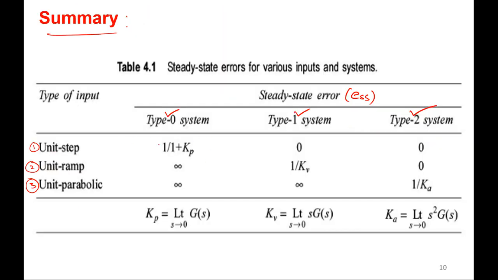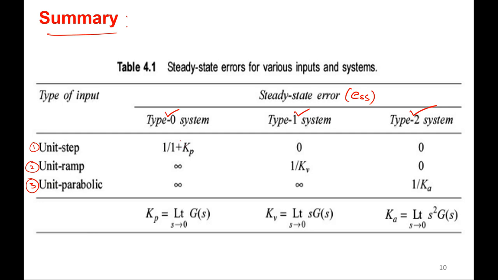So for unit step, for type 0 system, we got ESS is equal to 1 divided by 1 plus Kp, right? And if it is unit ramp, ESS is infinity, ESS is infinity for type 0 system. For type 1, the steady state error for unit step is 0. For unit ramp, it is some finite value 1 by Kv, and for unit parabolic, it is infinity. For type 2, it is 0, 0, 1 by K, right?